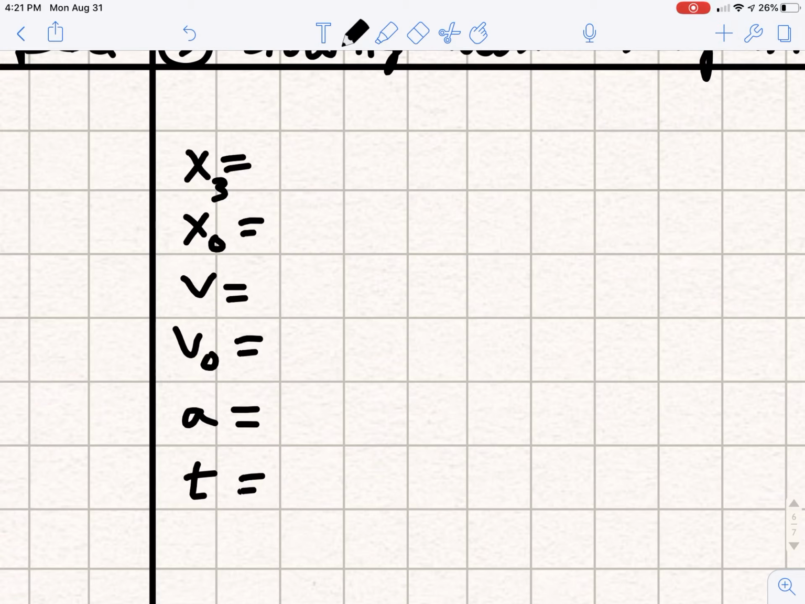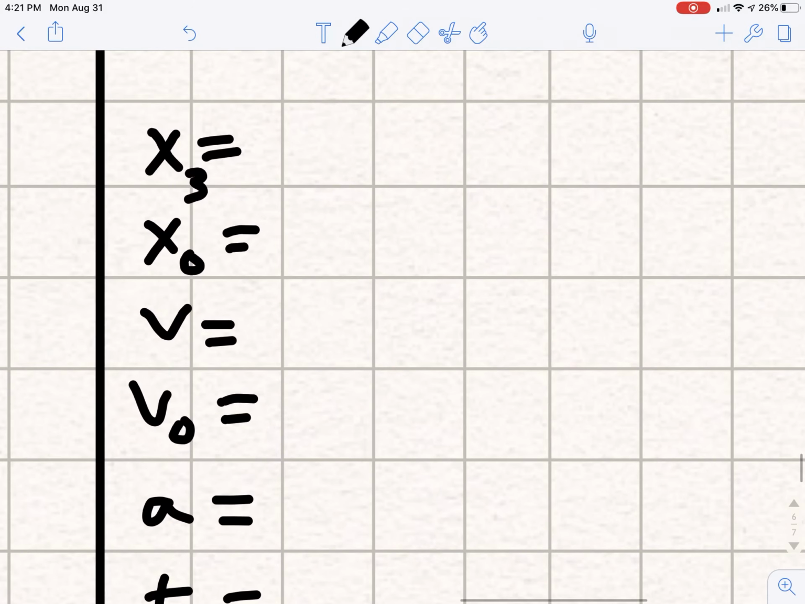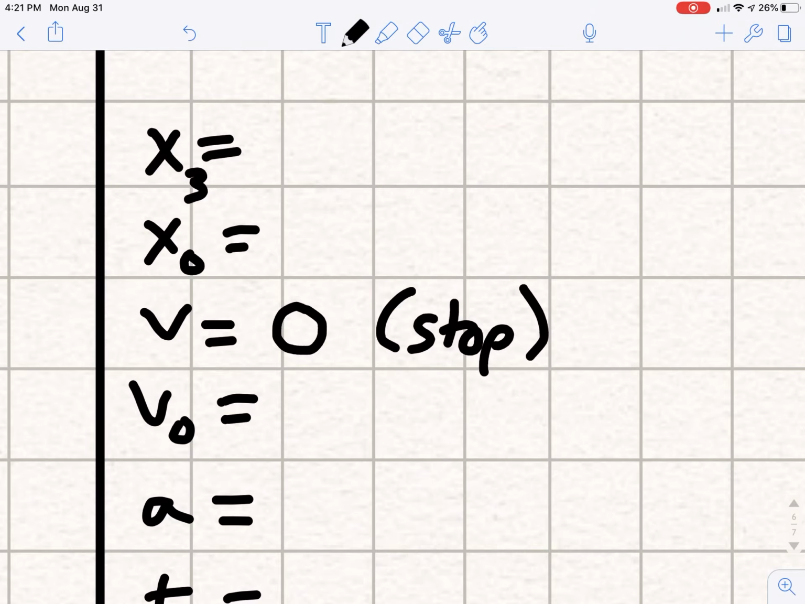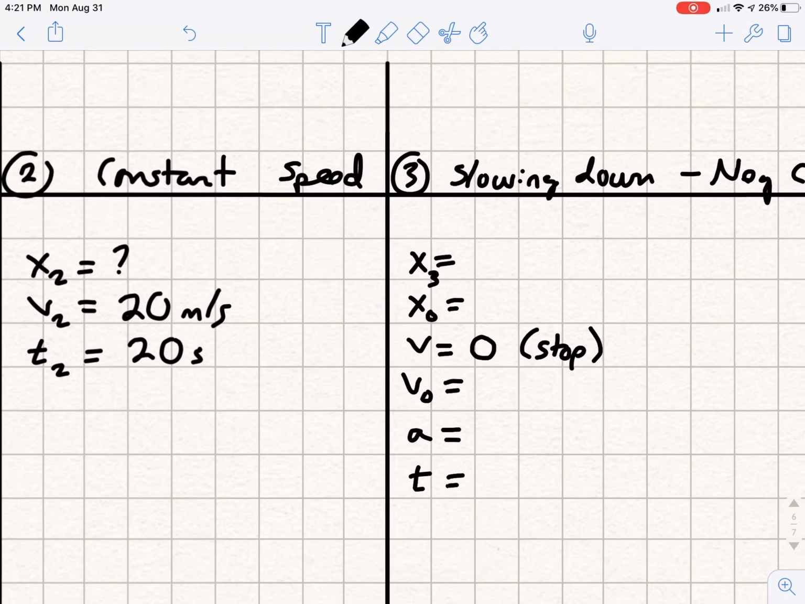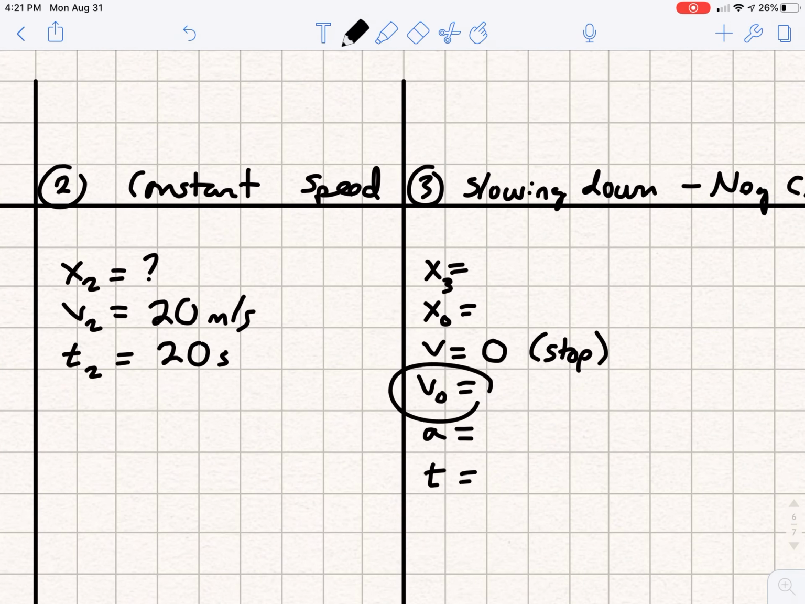It says stopping the truck. Well, that's a big clue right there. Stopping the truck means the final position, or the final velocity rather, has to be 0. The initial velocity is the same as the constant velocity the truck was traveling for the 20-second time interval for part 2.